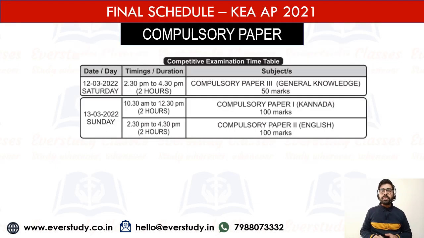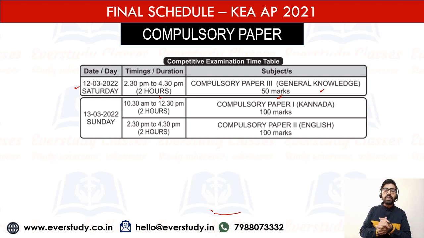So friends, this is the schedule which has been released by the Karnataka Examinations Authority, and this is for the compulsory paper. So your examinations are typically going to start from 12th of March 2022. This is Saturday, and the timing is going to be from 2:30 to 4:30. So this is going to be a 2-hour paper. This is going to be a GK paper of 50 marks. And do remember guys that the GK paper marks are going to count in your final result. The GK marks they are going to count in your final result.